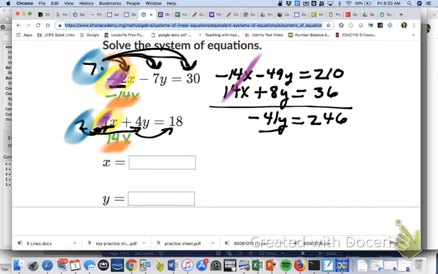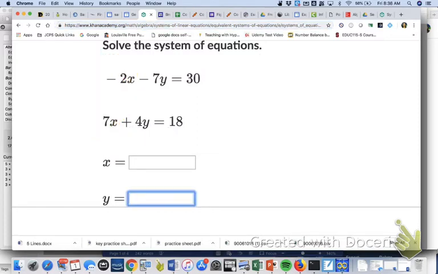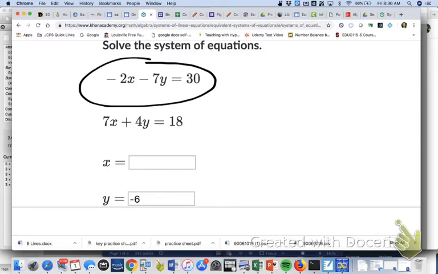If I divide both sides by negative 41, my y coordinate is going to be equal to negative 6. So I am going to take this drawing off here for a second. I'm going to go ahead and type negative 6 in for my y coordinate. Obviously, I'm not going to check it yet because I don't have an x coordinate. I still need that. So I am going to take the top equation.